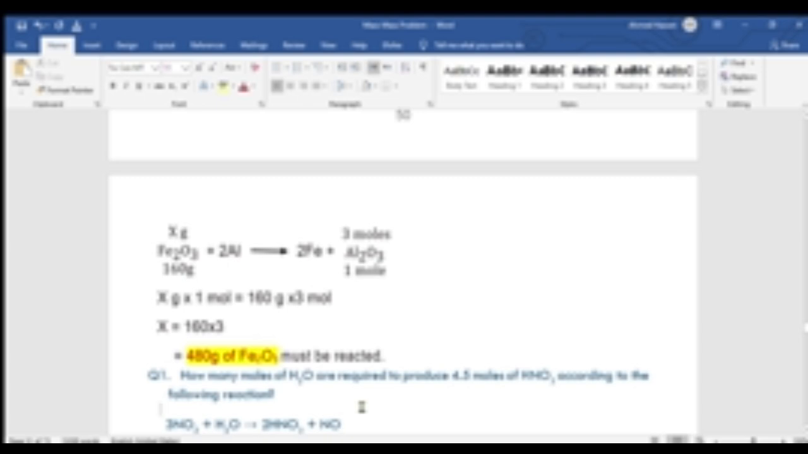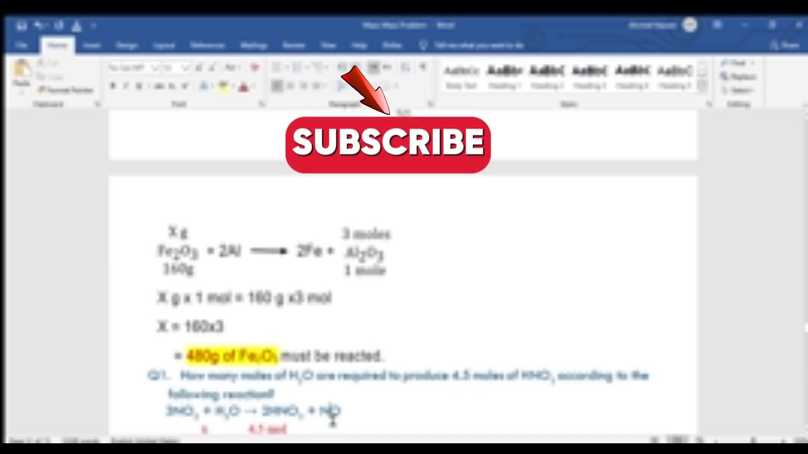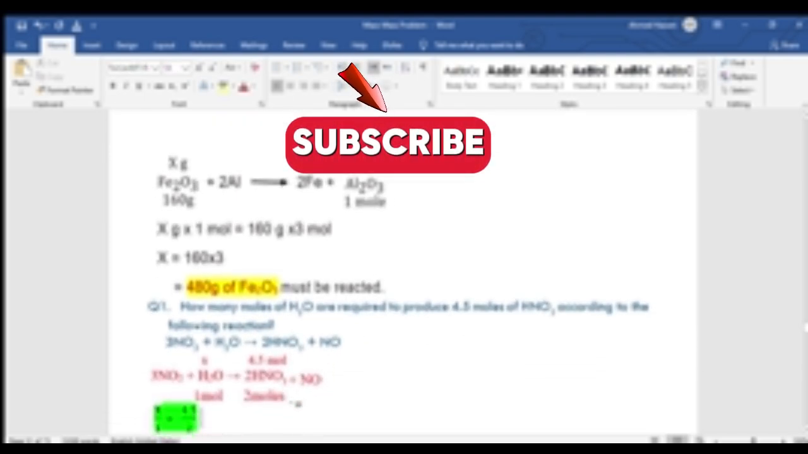Okay, questions. How many moles of water are required to produce 4.5 moles of nitric acid according to the following reaction? That means nitrogen dioxide reacts with water to give nitric acid plus nitric oxide, or NO. Therefore, what is required? How many moles of water? You should write X above water and 4.5 moles above nitric acid. You will just look at these ones.